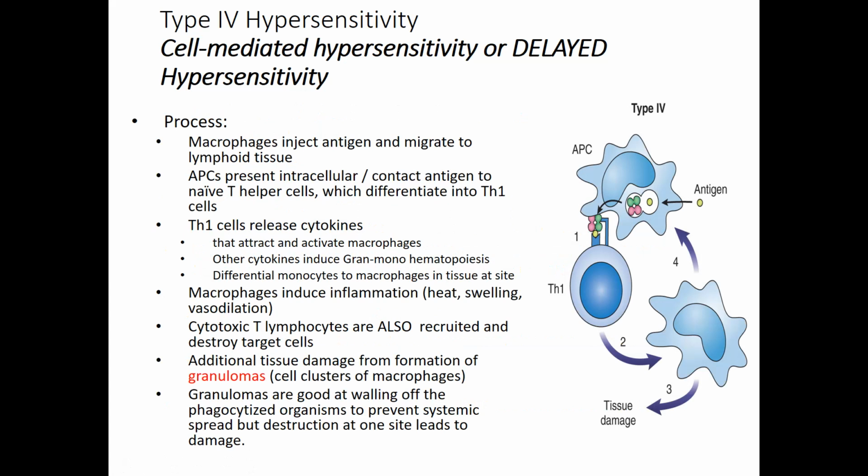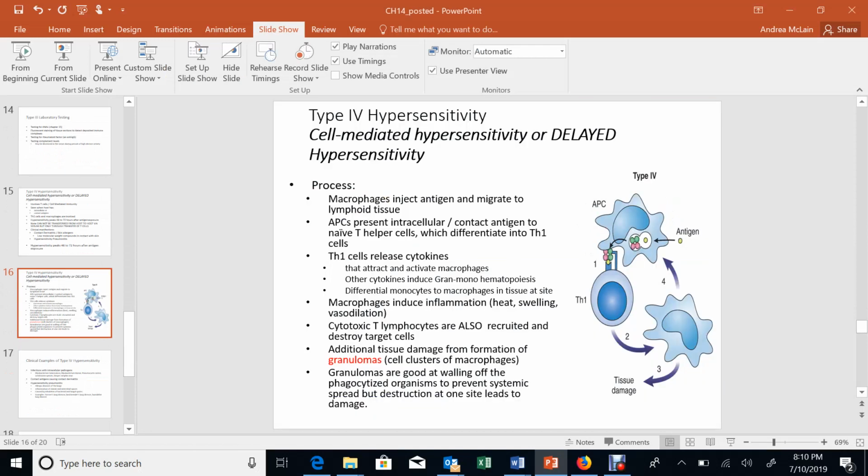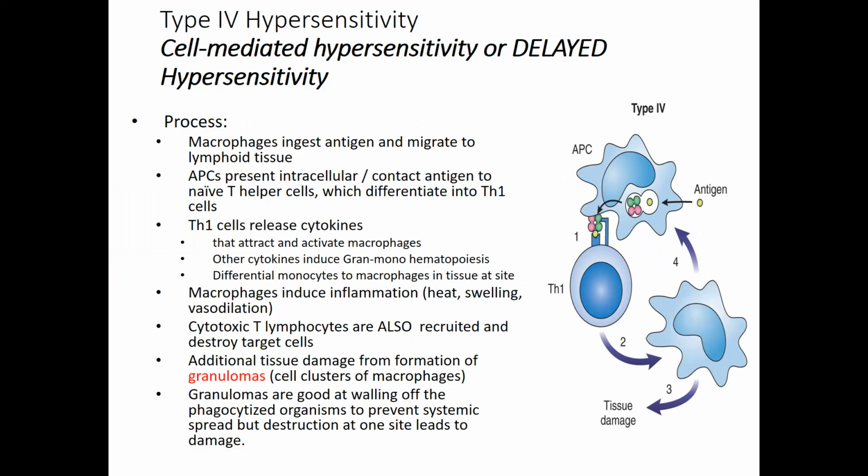So what's the process of cell-mediated hypersensitivity? Pretty straightforward. Let's see, we're at the beginning, step 1. Macrophages ingest the antigen and migrate to the lymphoid tissue. So ingest, not inject. Just change that. Ingest. There we go. Might as well do it now so you know. Ingest or take in the antigen and migrate out to the lymphoid tissue.